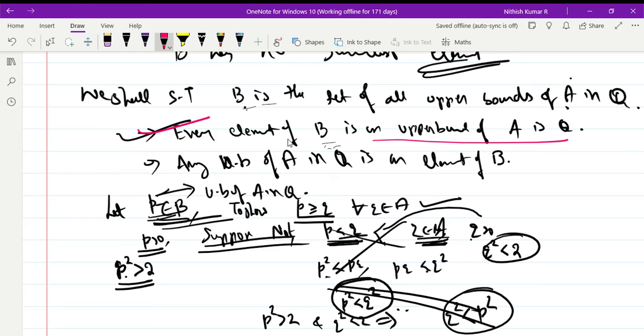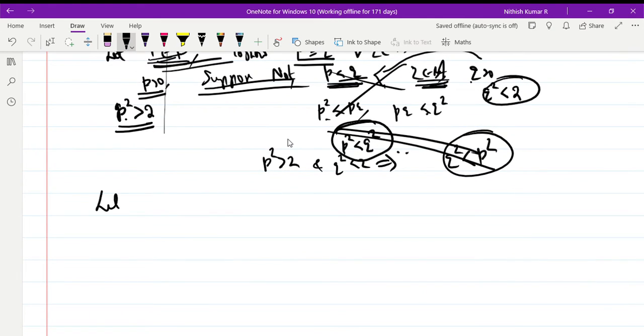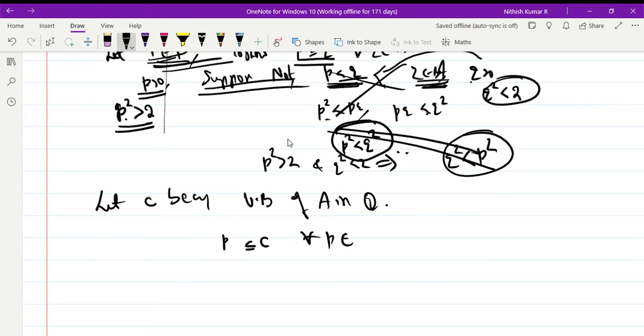Now we shall show that any upper bound of A is an element of B. Now let C be any upper bound of A in Q. What is the meaning of C being an upper bound of A in Q? C is greater than or equal to P for all P belongs to A. Now clearly C is an element of Q.